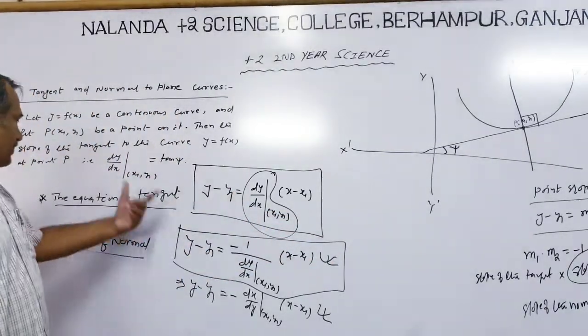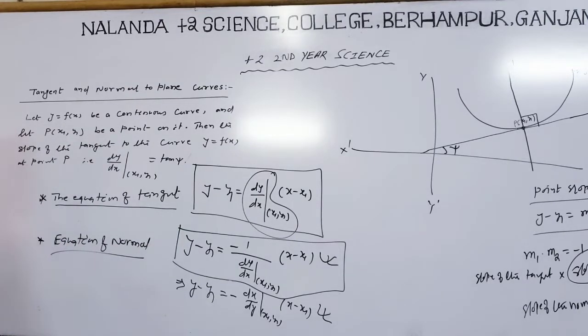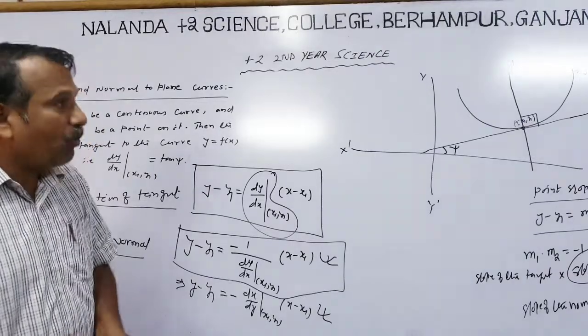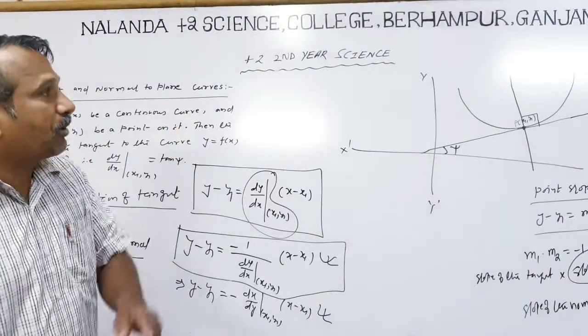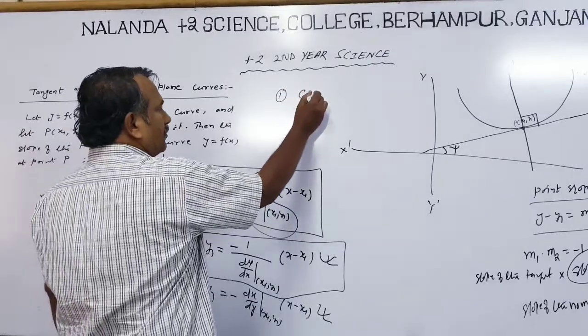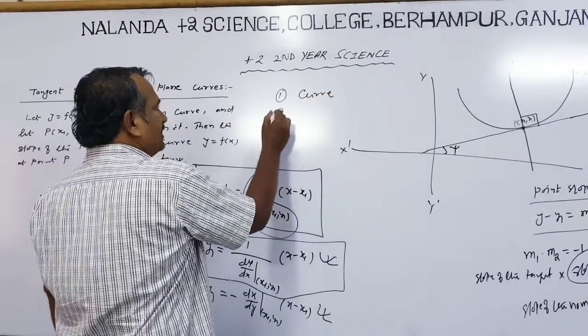So these two are very, very important for finding the equation of tangent and equation of normal. So that means here there are two requirements. One is the curve, and second one is the point.